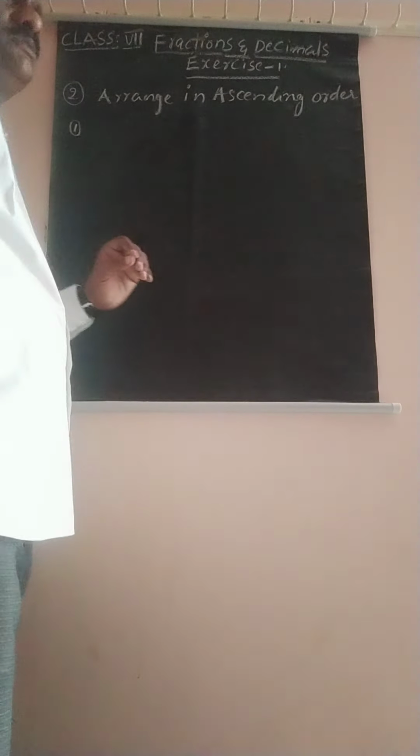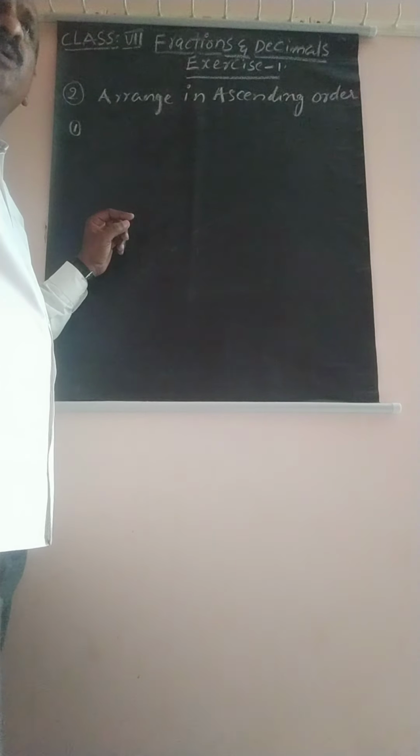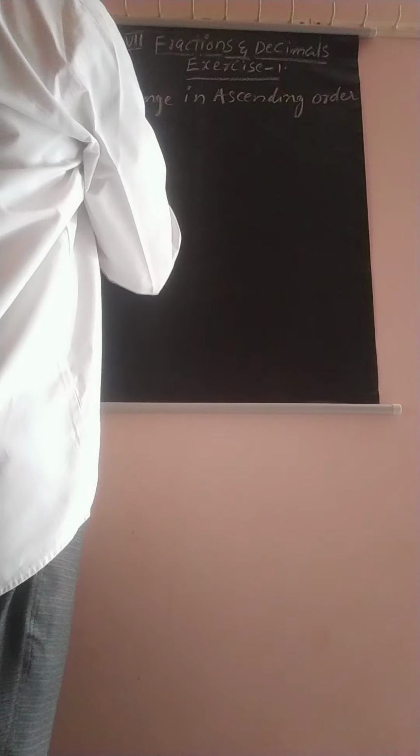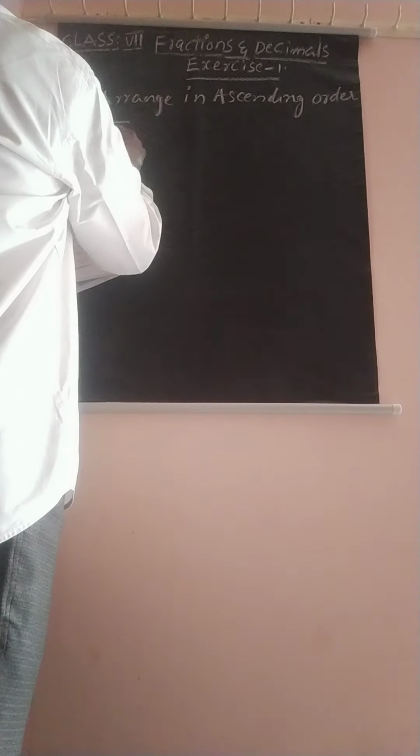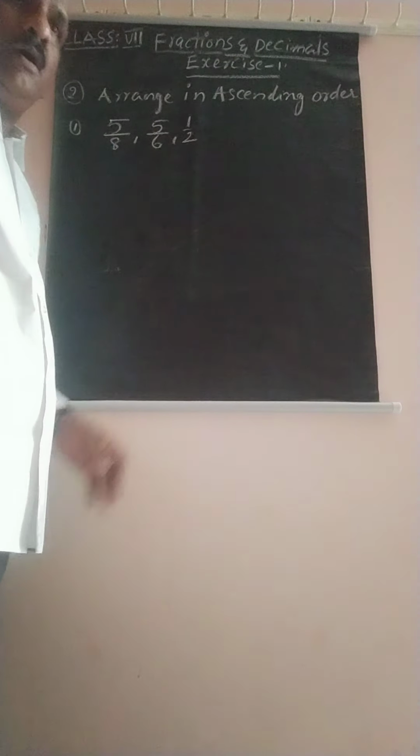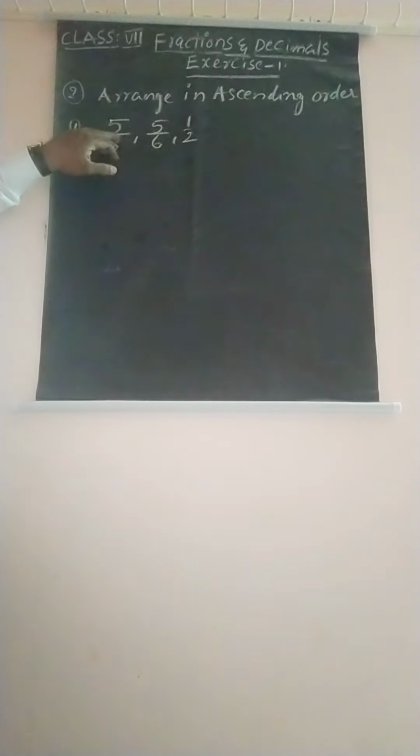Children, there are two problems. One problem I will tell you, and the second problem you can do as homework. The first problem is 5 by 8, 5 by 6, 1 by 2. There are three fractions. We want to arrange them in ascending order.